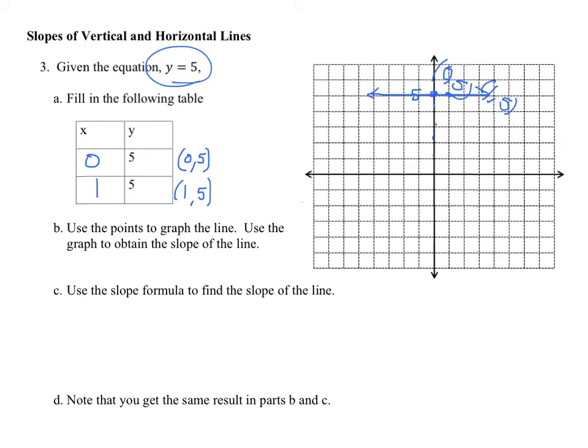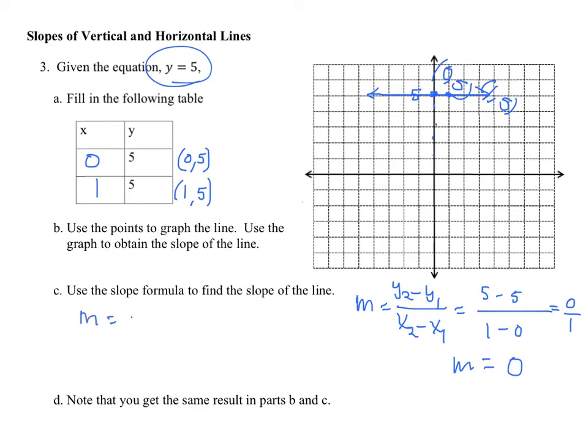Now we're going to use the formula for slope to get the slope between these 2 points. m is equal to y2 minus y1 over x2 minus x1. So the difference of the y's, which would be 5, take away 5. The difference of the x's, which would be 1, take away 0. So it's 0 over 1, which is 0. So the slope of this line is 0.